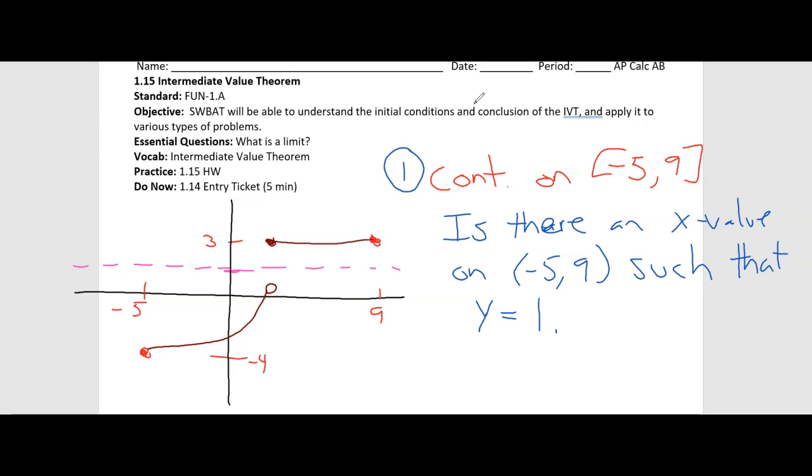What about this? So I've certainly bypassed that horizontal line y equals 1. So would this be a counterexample? Would this show that I don't have to have a point where the y value is 1? And it's not a counterexample because it doesn't fit the condition I gave you, right? It doesn't fit the continuous on the closed interval -5 to 9. We have a jump discontinuity.